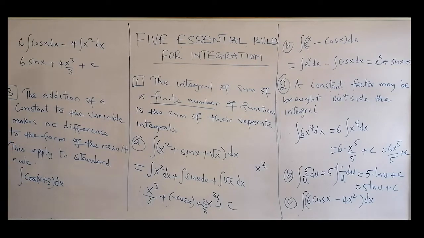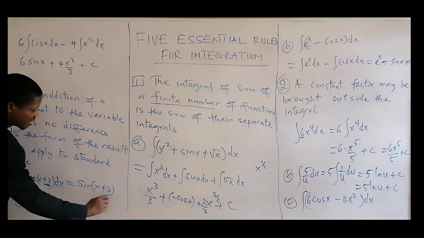Okay, don't forget in the standard rules, we are aware that the integral of cos x dx is equal to sin x. So if you're now adding a constant to that variable, it doesn't change the result. So this will be equal to sin(x + 3) plus c.